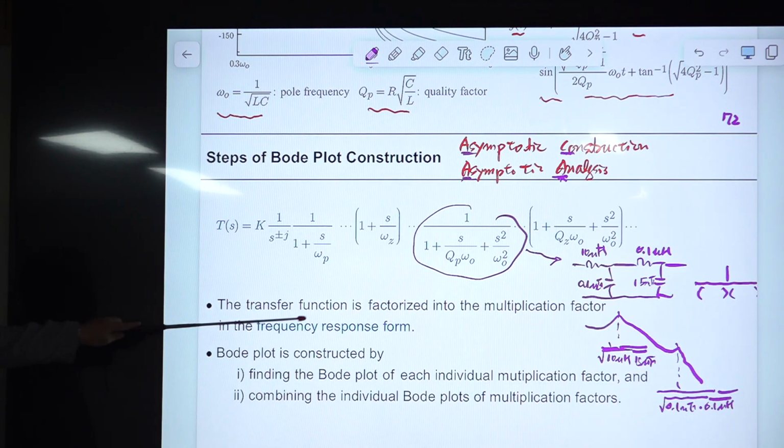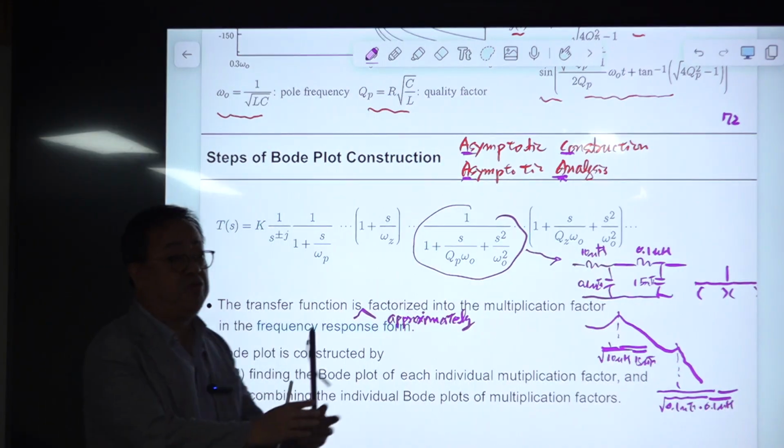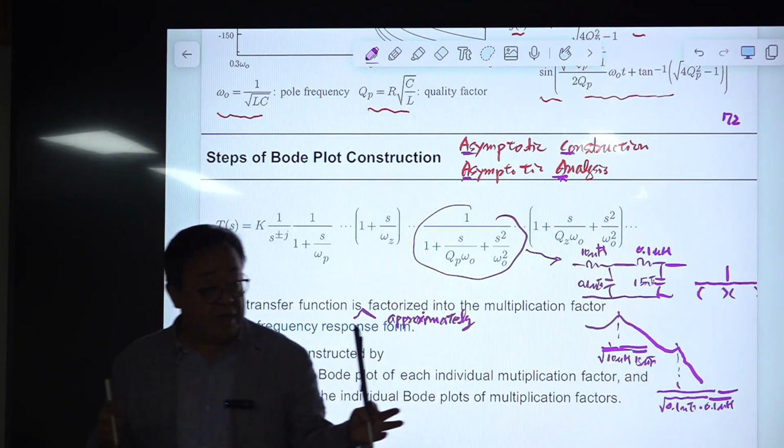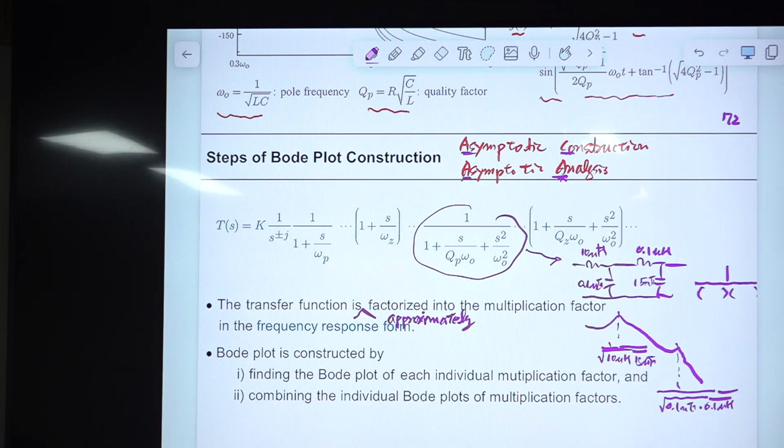So the transfer function is factorized, or if possible, approximately factorized. This can always be done by selecting in this manner. The general rule for factorizing a polynomial into smaller order polynomials is provided by Erickson's book, Bob Erickson. He provides some mathematical techniques, so if you go to that book, you can factorize any polynomial with minimum error.